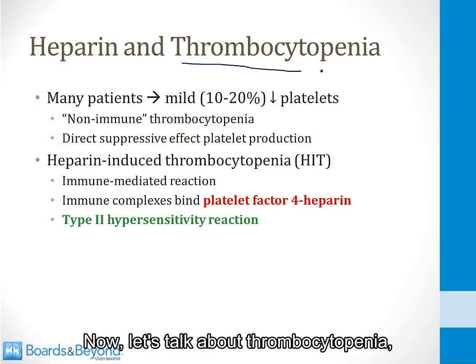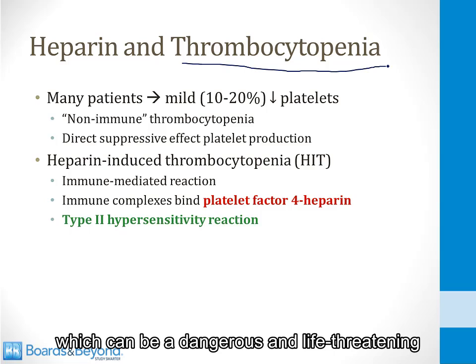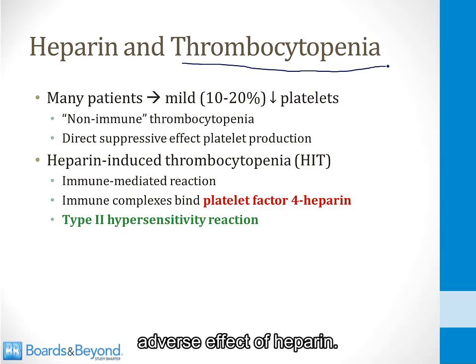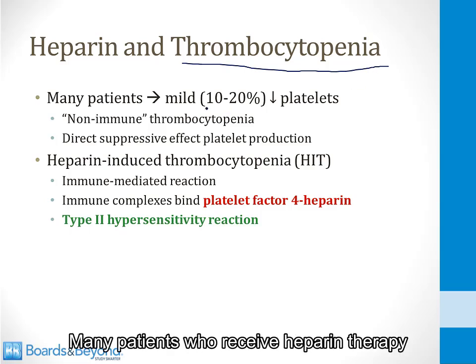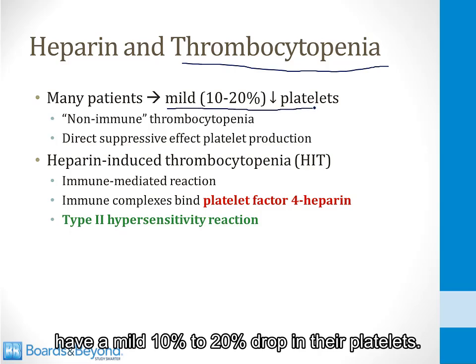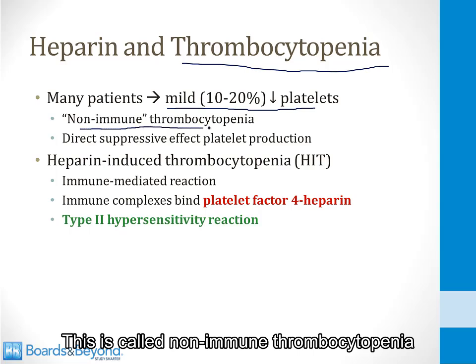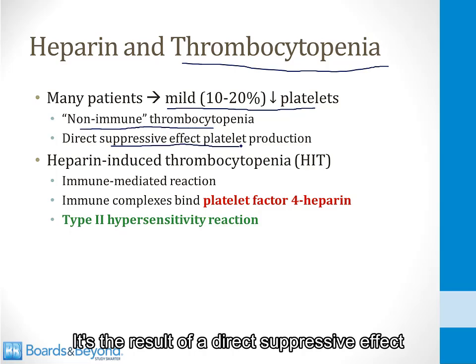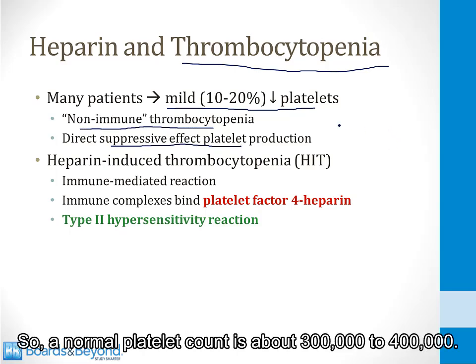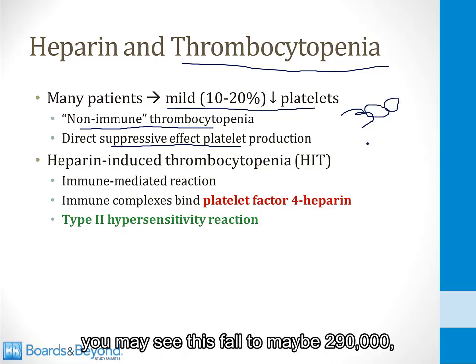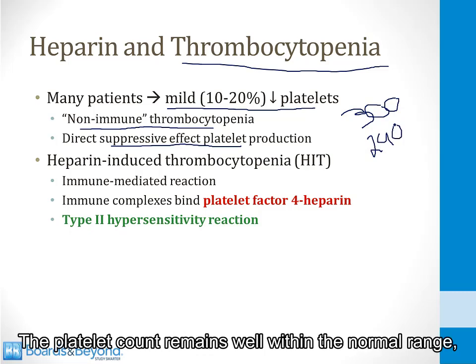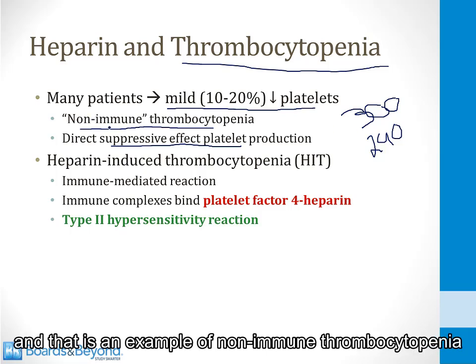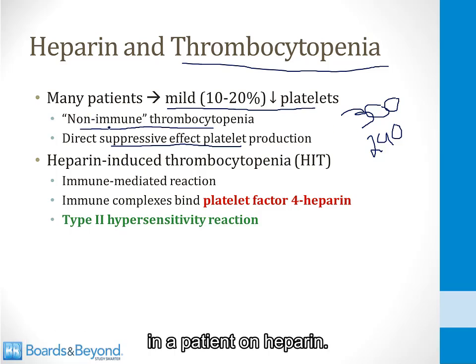Now let's talk about thrombocytopenia, which can be a dangerous and life-threatening adverse effect of heparin. Many patients who receive heparin therapy have a mild 10 to 20% drop in their platelets. This is called non-immune thrombocytopenia because it's not immune-mediated. It's the result of a direct suppressive effect on platelet production. So a normal platelet count is about 300 to 400,000. So in a patient on heparin, you may see this fall to maybe 290,000. But this is a mild drop. The platelet count remains well within the normal range. And that is an example of non-immune thrombocytopenia in a patient on heparin.